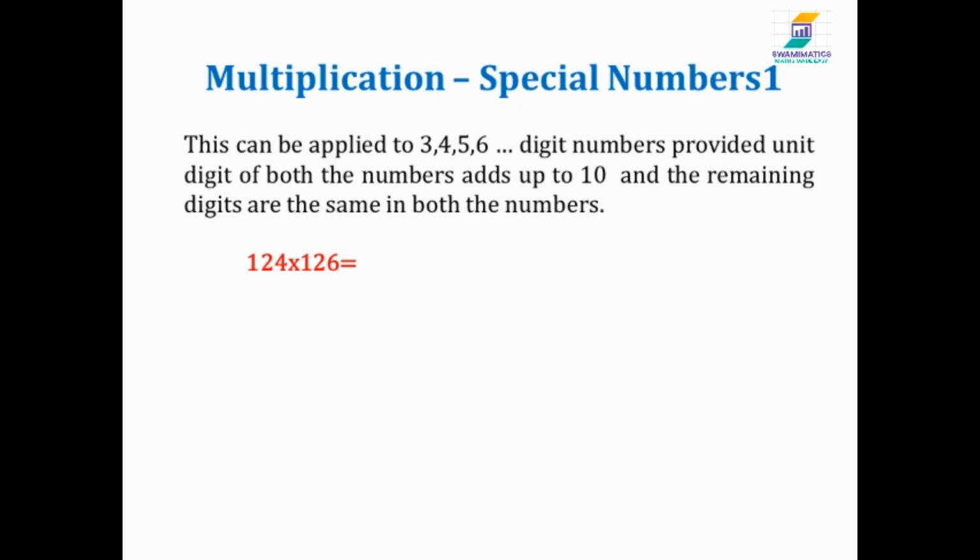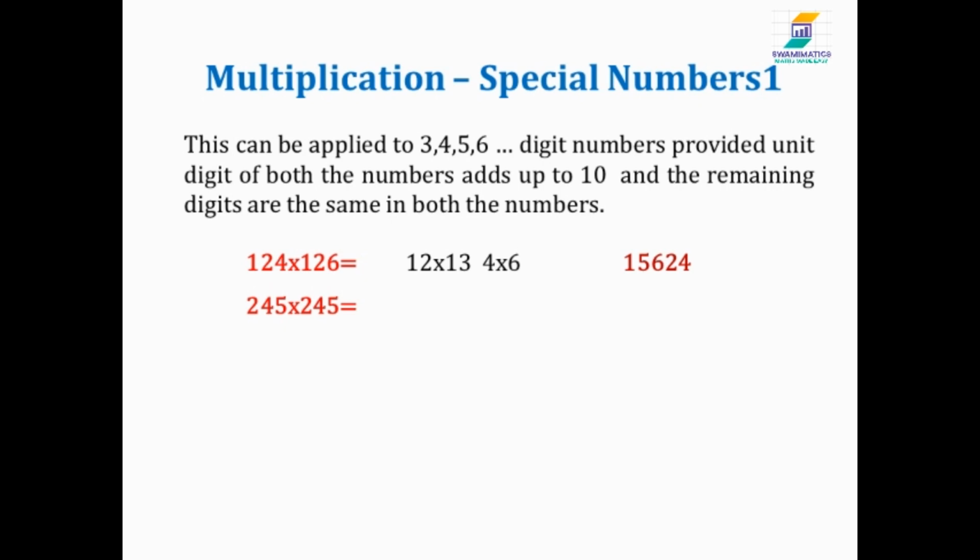For example, 124 into 126. Your tens and hundreds digits in both the numbers are the same. 4 plus 6 is 10. Now it is 12 into 13, 156. 4 into 6, 24. It is 15624.